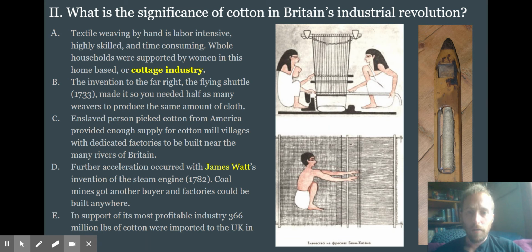Once James Watt invents the steam engine in 1782, roughly 50 years later, all of a sudden you have an increase in the speed still of the cotton production. And so basically you go from importing 2 million pounds of cotton from America in 1780, around the time of the American Revolution, and with the steam engine and the flying shuttle, you end up with 366 million pounds of cotton imported from the US to Great Britain by 1860.